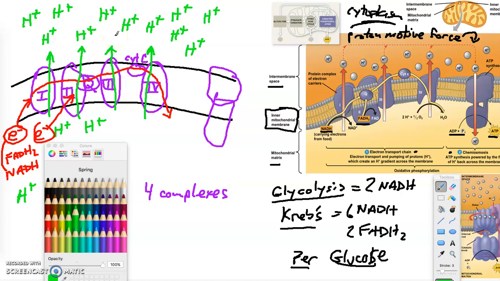Now that's important because that has a name, and I wrote it over here. That is called the proton motive force. So over here, I'll try and scribble it in. Proton, you guys should be writing this as well. Proton motive force. So the energy from these electrons is now transformed into a new energy, and that is called the proton motive force.